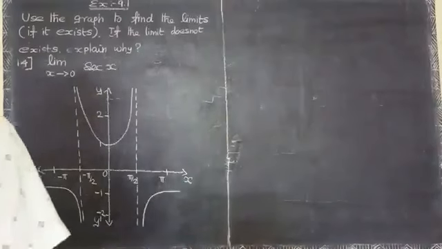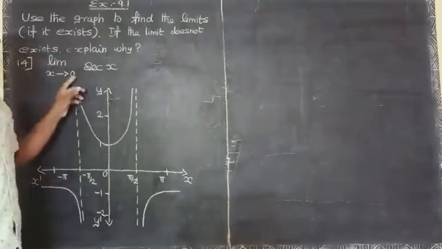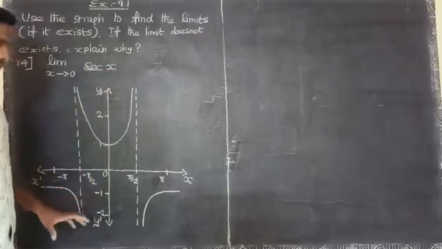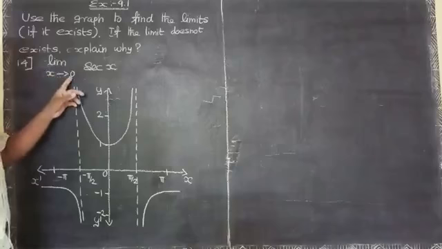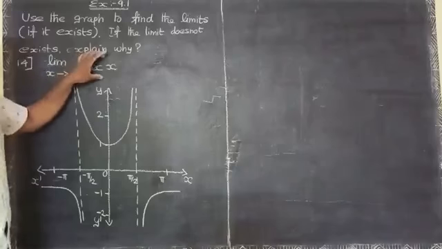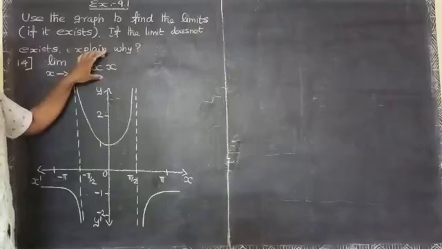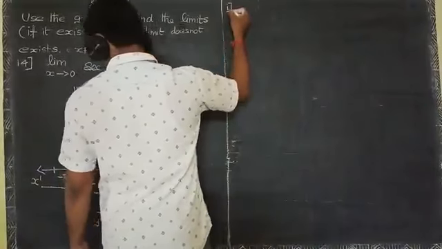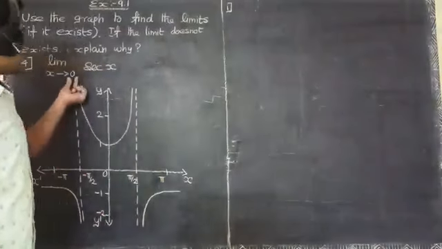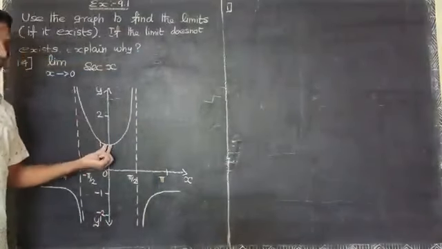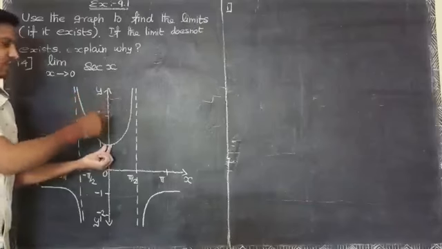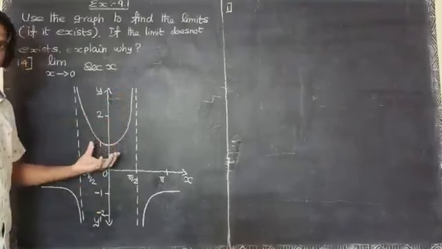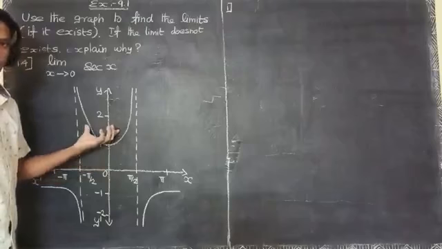Question number 14. Limit as x approaches 0 of the function secant x. This is the given graph. We check x approaches 0: does the function have a limit, or does the limit not exist? Here, as x approaches 0, the curve doesn't break. So in our assumption, the function has a limit.